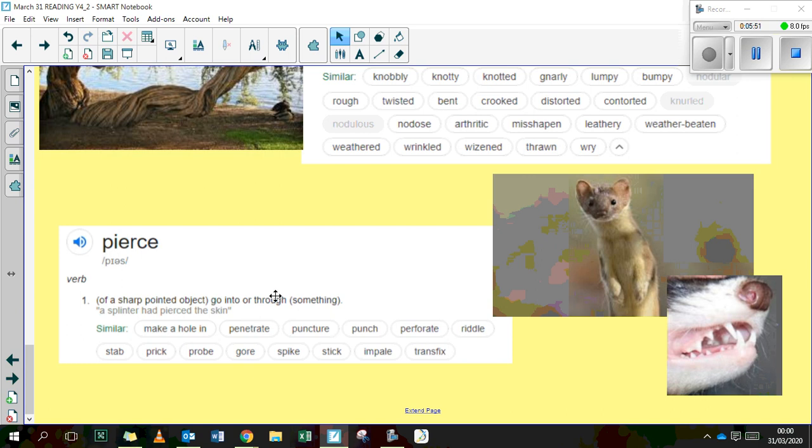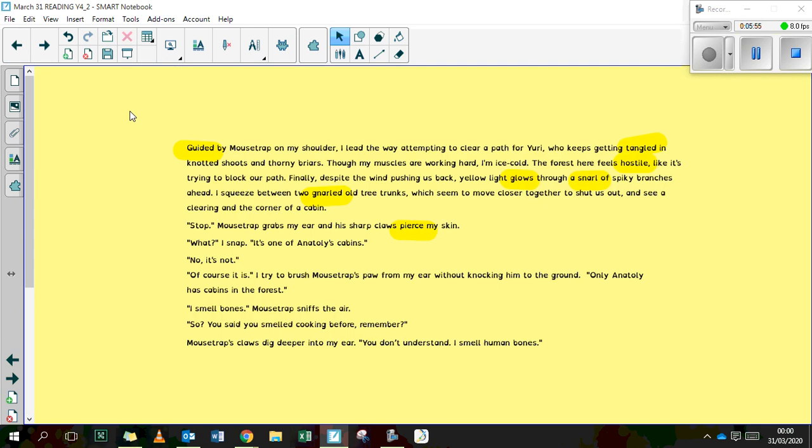There's a reason why Mousetrap feels like that. I think he feels quite fearful. If we look back at the text, it says that Mousetrap sniffs the air and he can smell bones, and his claws dig deeper in when he says, you don't understand, and you can feel the tension there because the smell that Mousetrap smells is human bones.